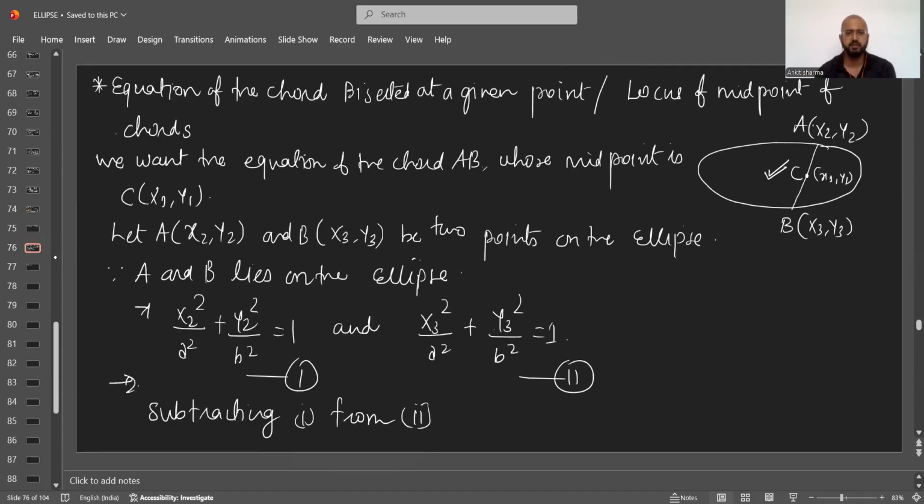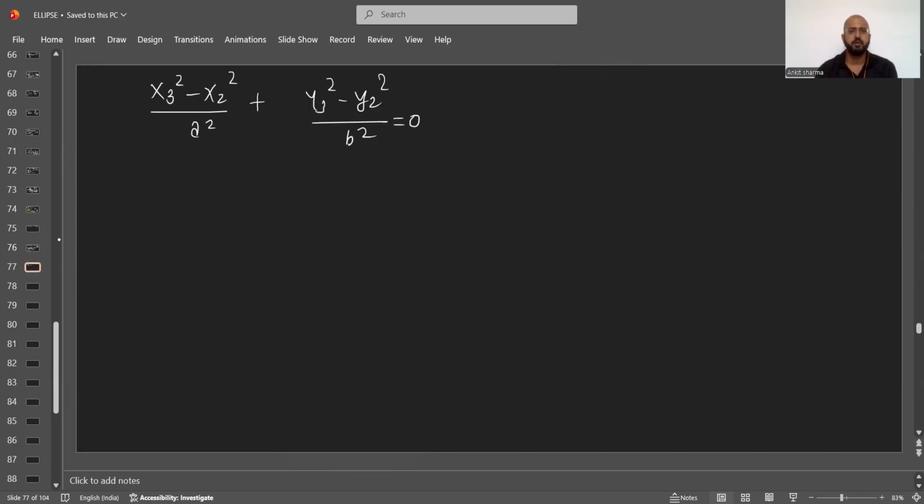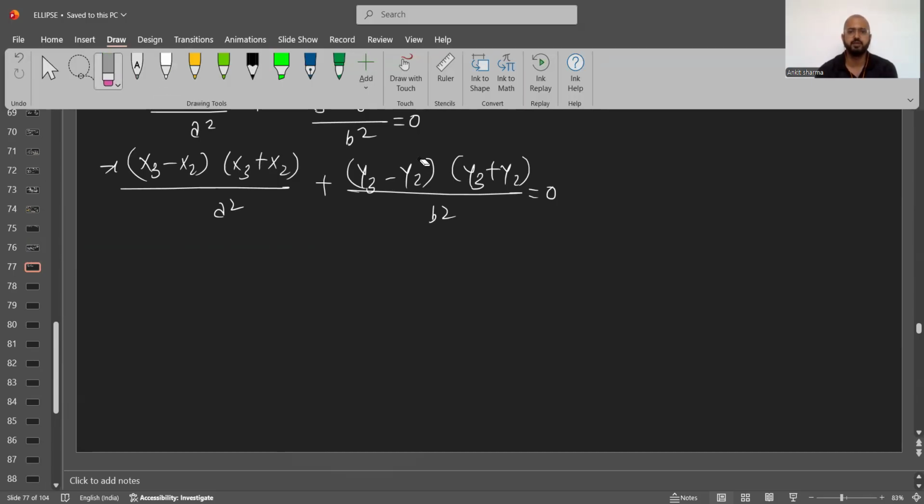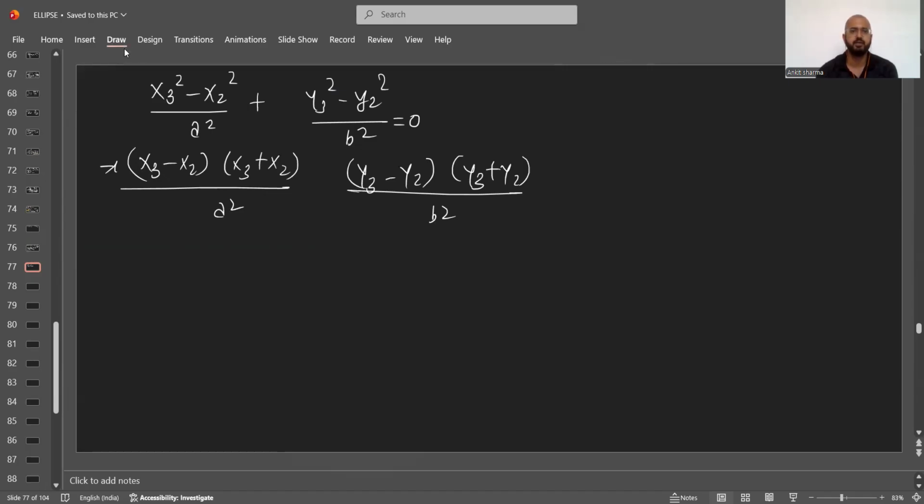I've subtracted this equation from this. So (y3 square minus y2 square) over b square, and (x3 square minus x2 square) over a square, 1 minus 1 is 0. Now I can just think of opening this. So (x3 minus x2) into (x3 plus x2) over a square, plus (y3 minus y2) into (y3 plus y2) over b square is equal to 0. Now in the next step, we can transfer this one to that side and write minus.